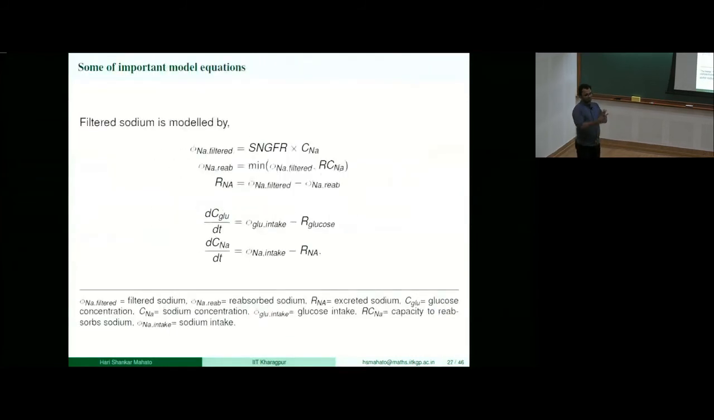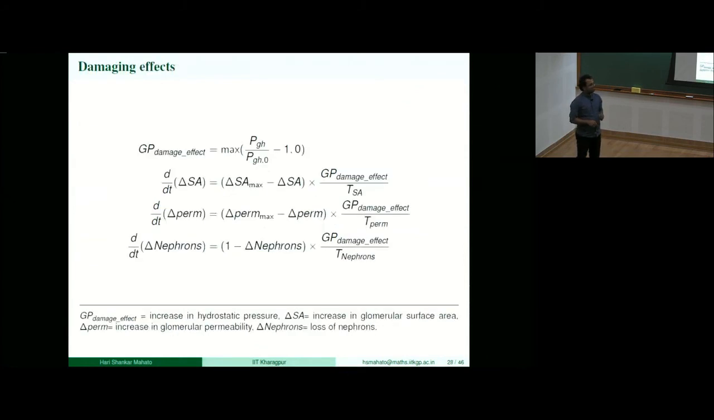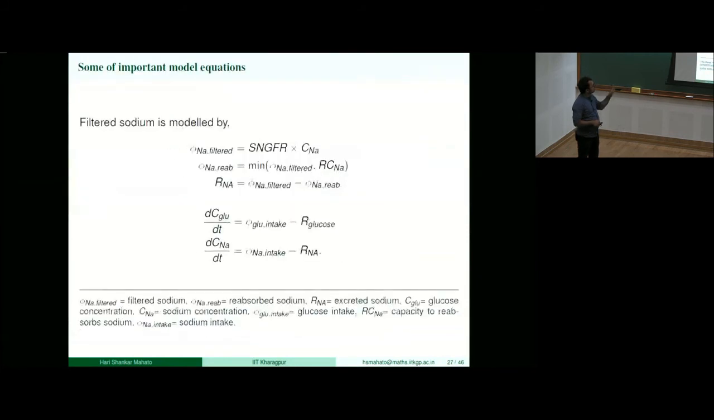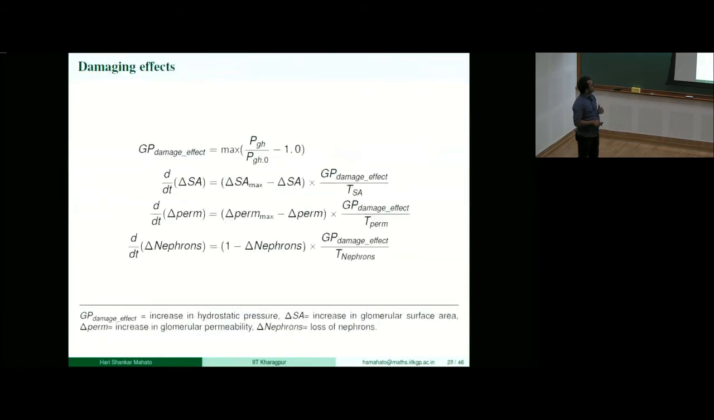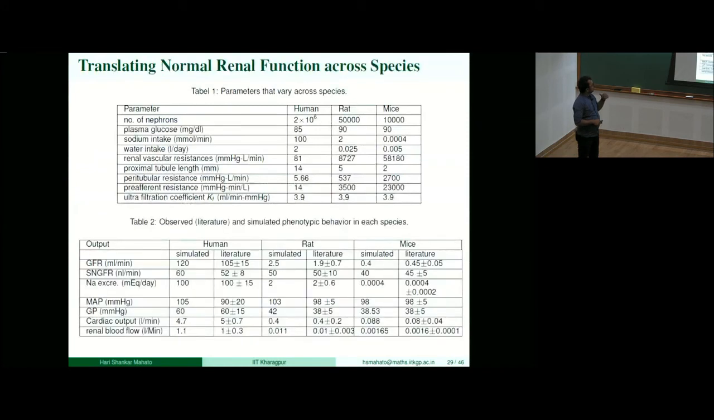The actual system is very complicated. We have more than 100 equations with 100 different parameters. Here I have highlighted only a few important ones, like sodium reabsorption and glucose reabsorption, but the actual model is quite complicated. That's where all these parameters go in.